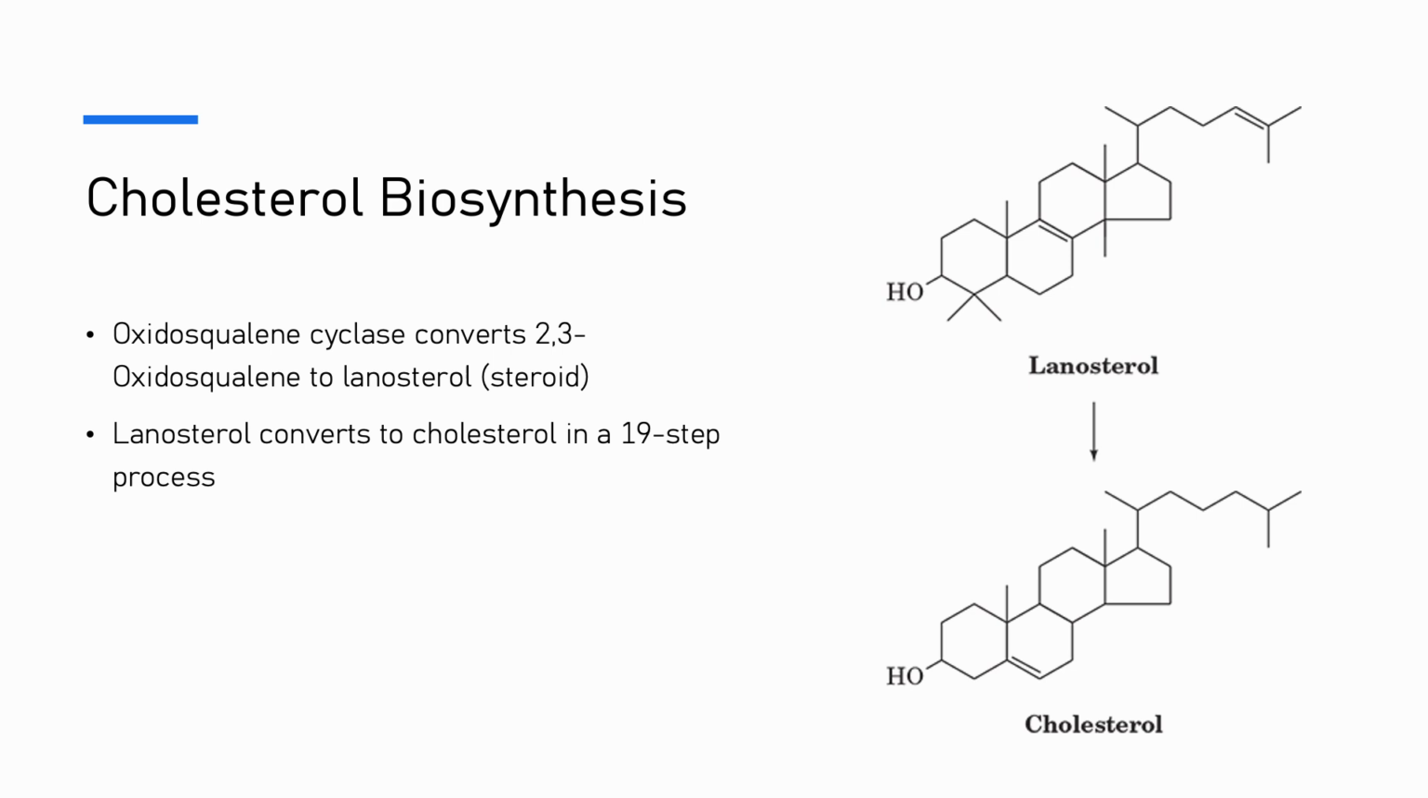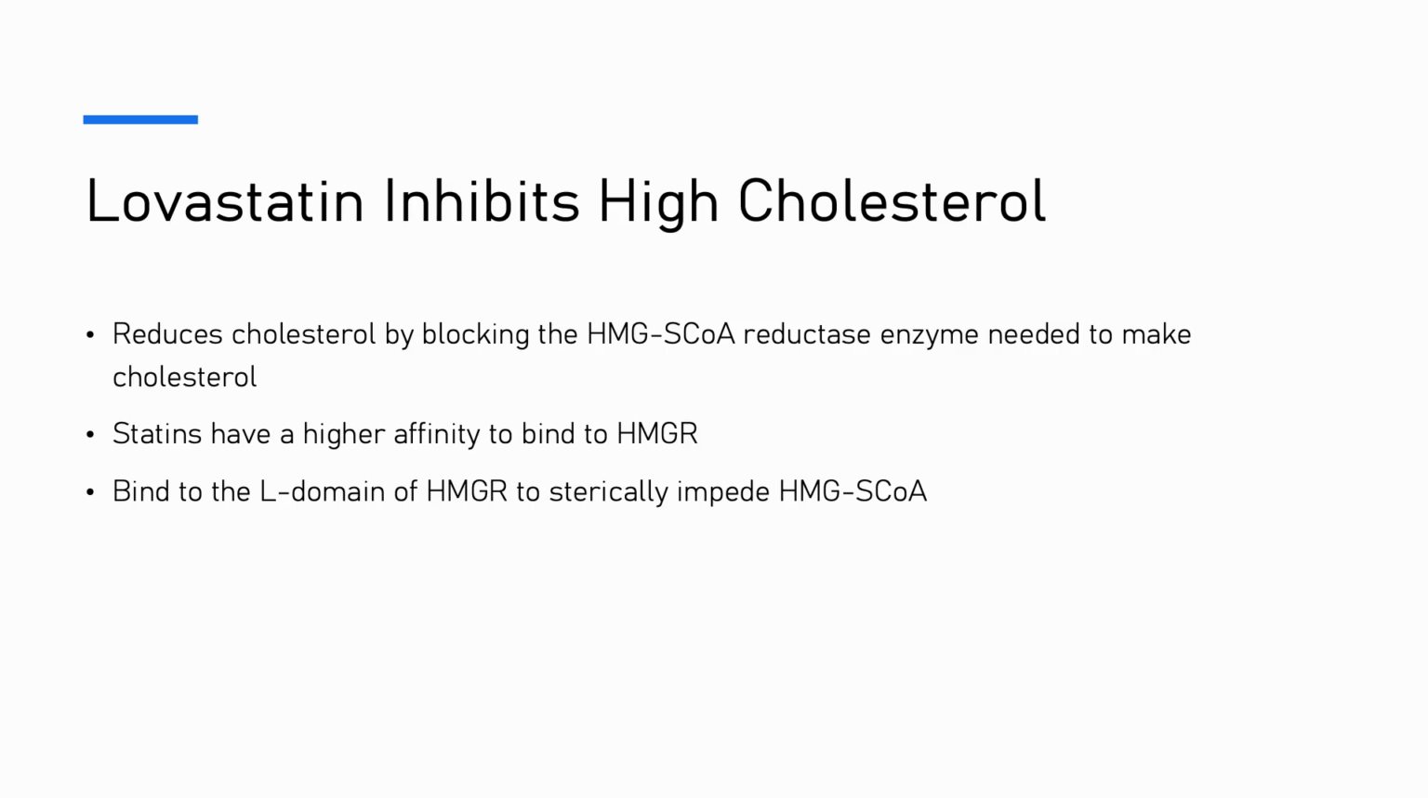Finally, we have oxidosqualene cyclase that converts the 2,3-oxidosqualene to lanosterol, which is the first steroid produced, and here you can see the 4 ring structures that are the base of what will eventually become cholesterol. So the lanosterol then converts to cholesterol through a 19-step process, and that is how cholesterol is synthesized.